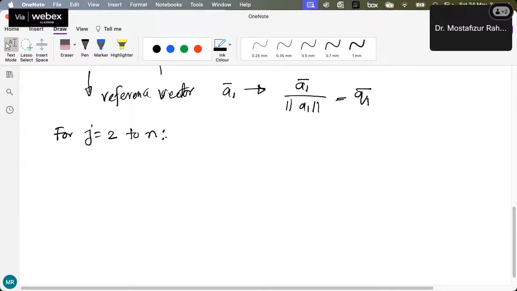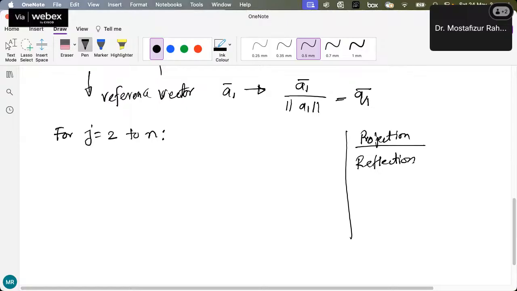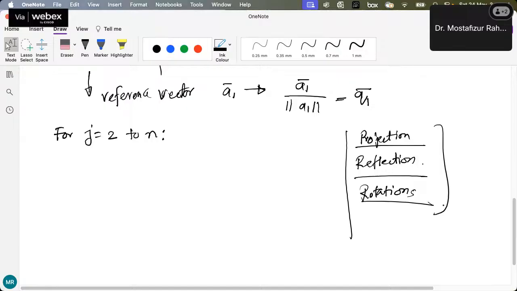I have a detailed video on 3 important operations. One is called the projection operation or mathematical projector, then reflection, and third is rotation. These are 3 basic linear algebraic operations: elementary projection, elementary reflection, and elementary rotation. So I shared the YouTube link that I recorded earlier, so you can have a look at that.